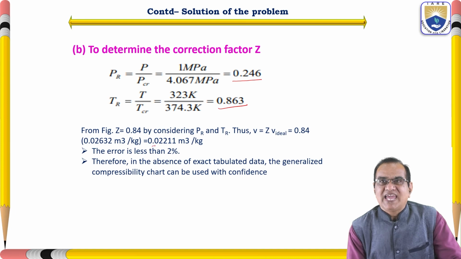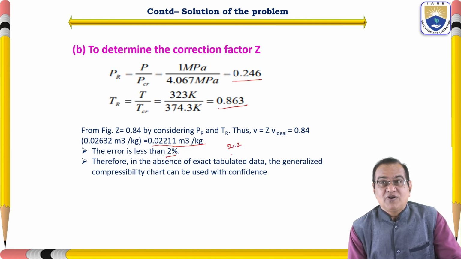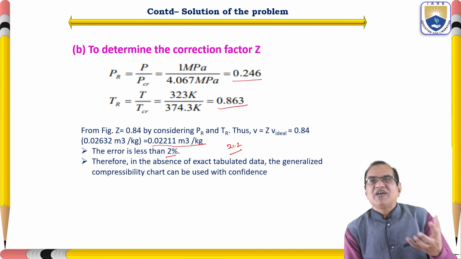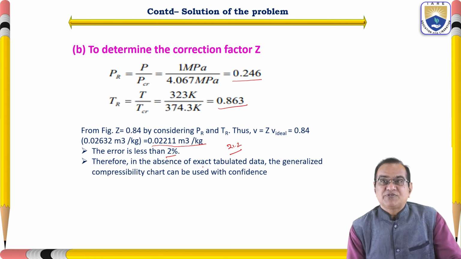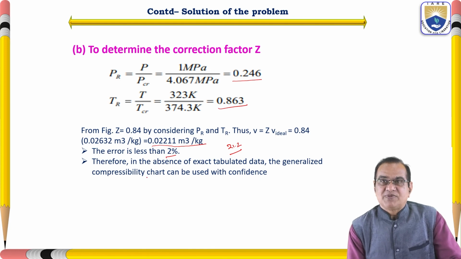So we will get the actual specific volume as 0.02211 meter cube per kg. The error is less than 2%. In the previous case it was 21.2%, but when we apply this Z, the error is tremendously reduced. That is a topic where we can work and do some research. Therefore, in the absence of exact tabulated data, the generalized compressibility chart can be used with confidence.